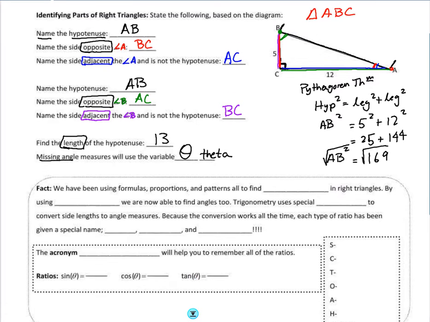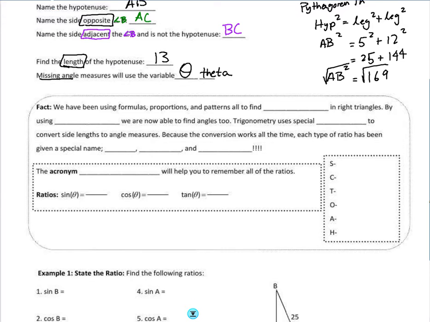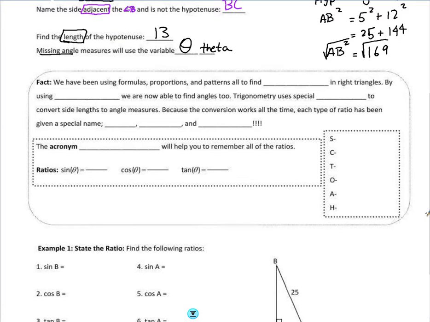So, sliding down here on our worksheet, we're going to identify our formulas for trigonometry that use proportions and patterns to find side lengths of a right triangle. By using trigonometry, which a lot of times you'll hear teachers call trig for short, we will now be able to find angles as well.